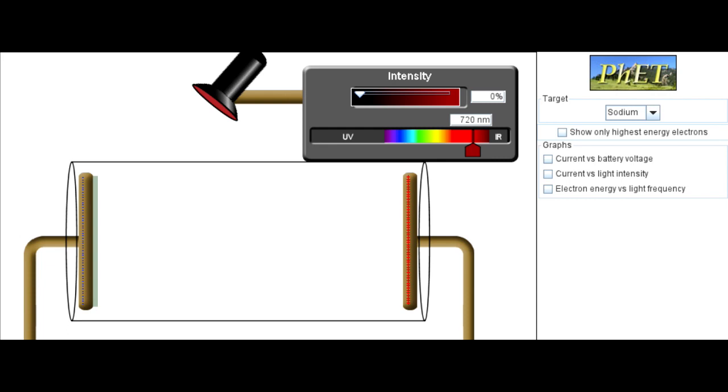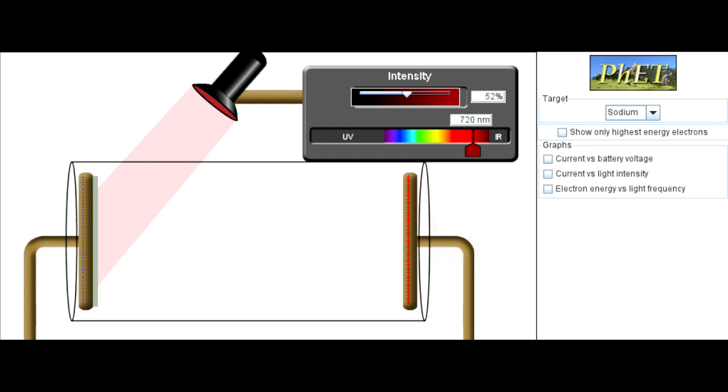Let's take a look at this lamp, which is pointed at a piece of sodium metal. Now, I'm going to begin by turning the lamp on. And here we see that it's emitting a red color of light. And you can see the wavelength is about 720 nanometers. Now, the photoelectric effect doesn't seem to be happening here.